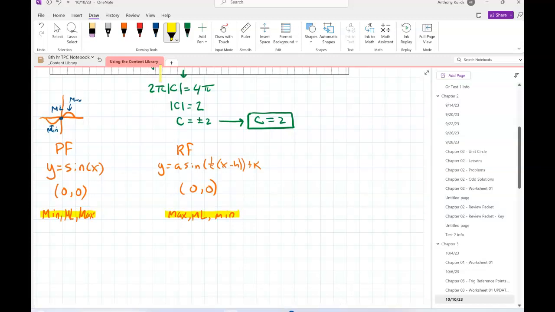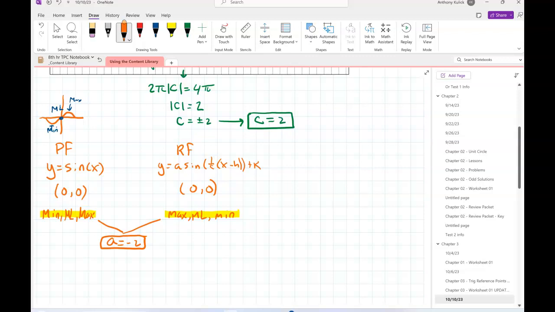What I'm going to do now is I'm going to compare the two types of midline points that I've chosen. Notice that my parent function goes min, midline, max. My resultant function is the opposite. It goes max, midline, min. Everybody see that? Because they are opposite orders, that tells me that the A value is negative. If they were the same order, what would that tell me? The A value would be positive. Okay? So comparing the type of midline point that I'm using is going to tell me whether the A is positive or negative.